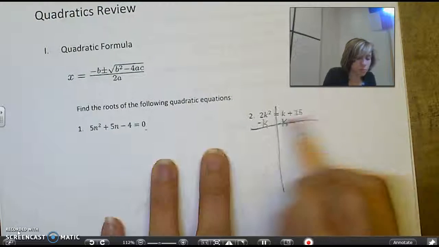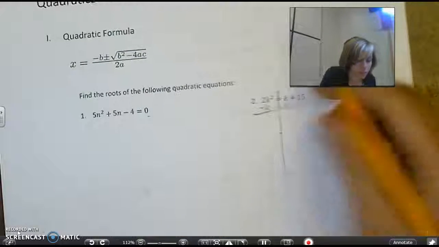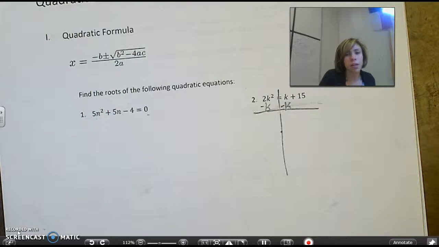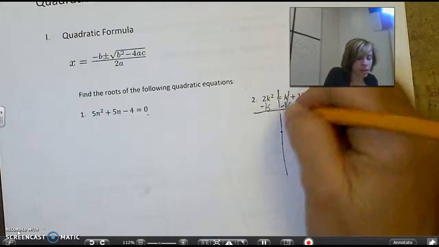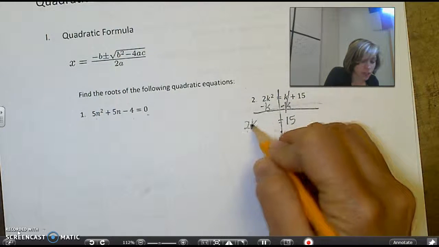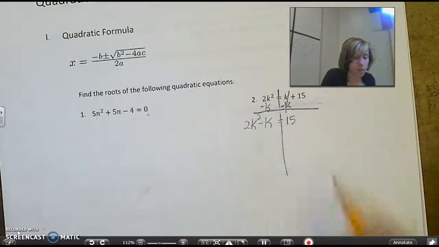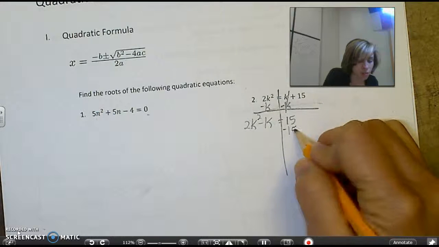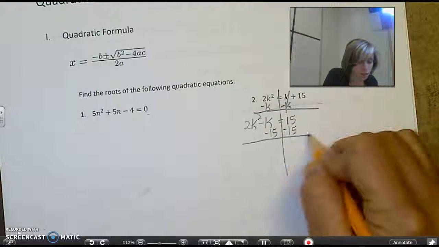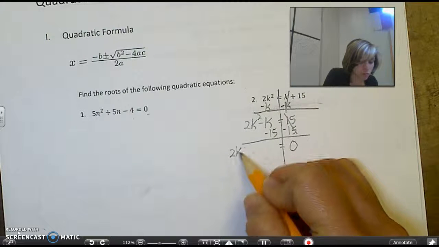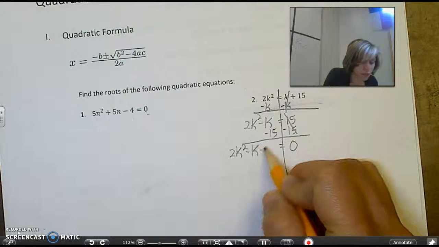Oops, sorry. Let me fix that. Okay, so I got minus k on both sides. I'll cancel this out. I'll rewrite it as 15 equals 2k squared minus k. From there, I'm still not done. I want one side to be equal to 0 and one side to have all the terms on it. So I'm going to subtract 15 from both sides. So cancel. I'll get 0, and I'll get 2k squared minus k minus 15 on this side.